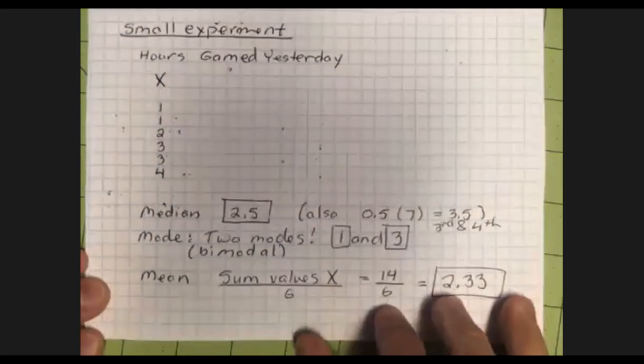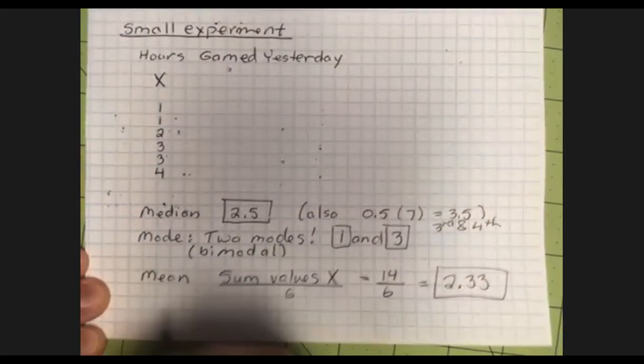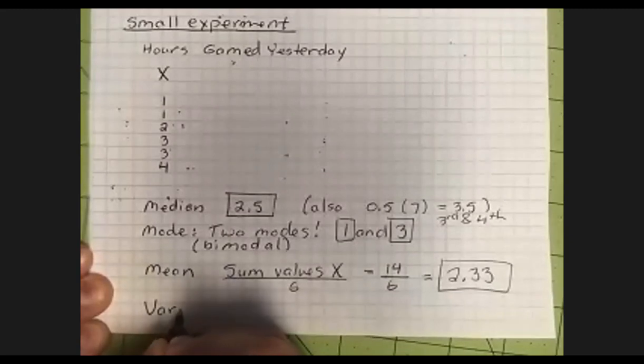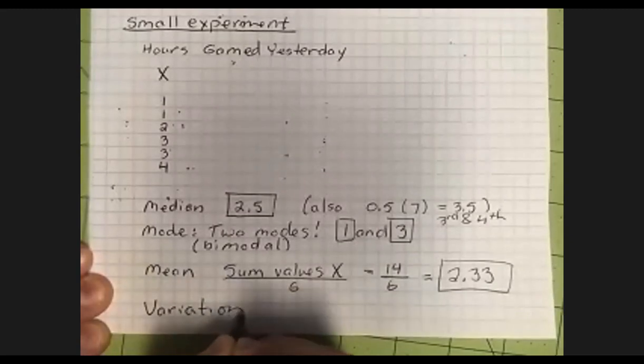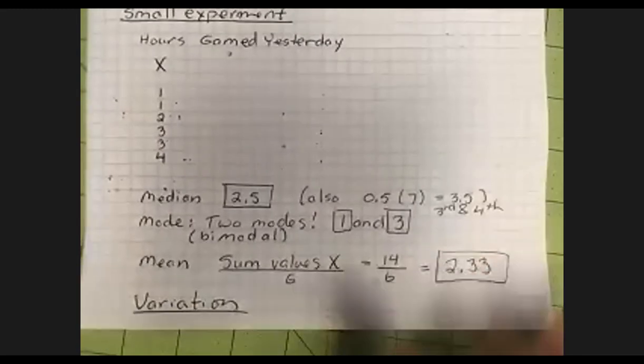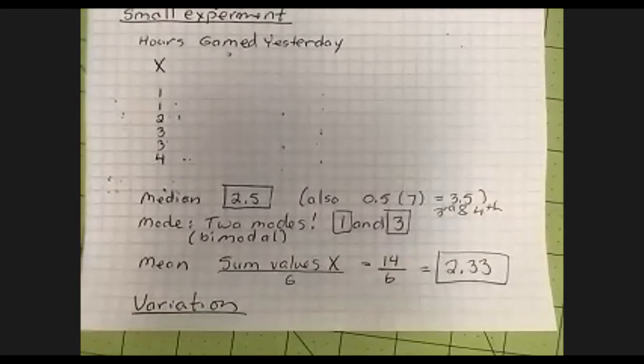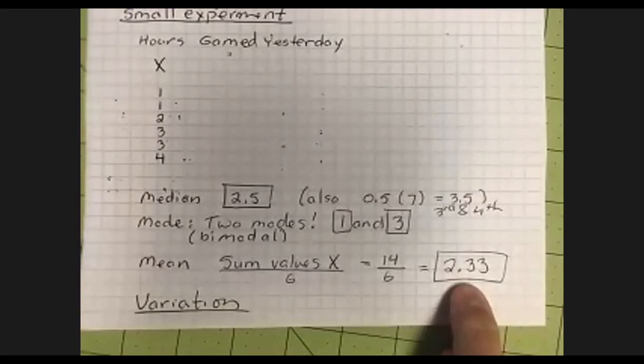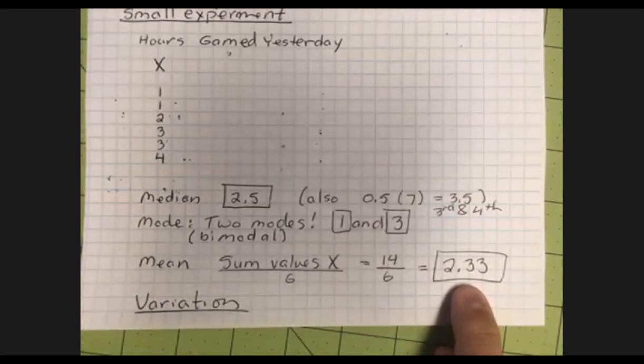But now let's ask the new question. And then we're going to illustrate it in a fun way. Variation. All of your friends were different than the mean. None of your friends ate 2 1/3 hot dogs. So the next question you're going to ask yourself is, well, how much did my friends vary from the mean?